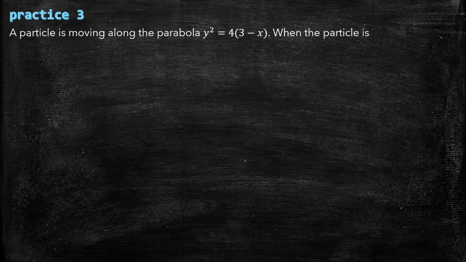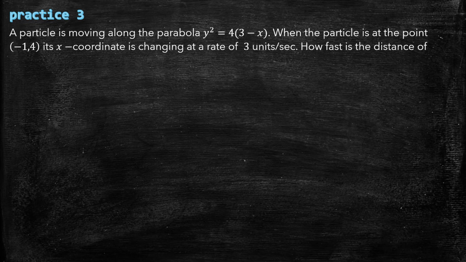So for our third and last practice problem, I don't want to insult it by not calling it a classic, since every other problem I've referred to as a classic problem, but this is a typical problem. Not as classic as the ladder problem or the shadow problem, but here goes. So we have a particle moving along a curve, and we'd like to know how fast the distance of that particle is changing from the origin at that instant.